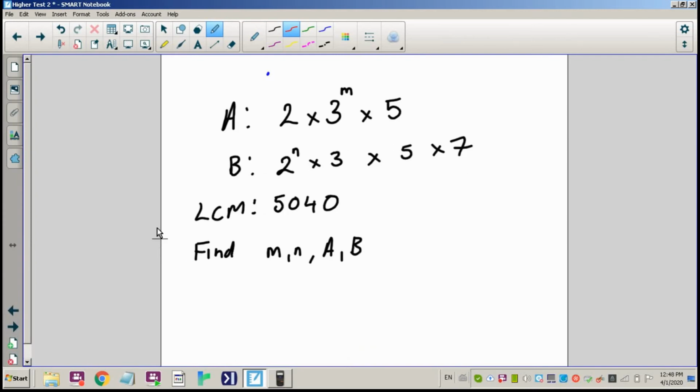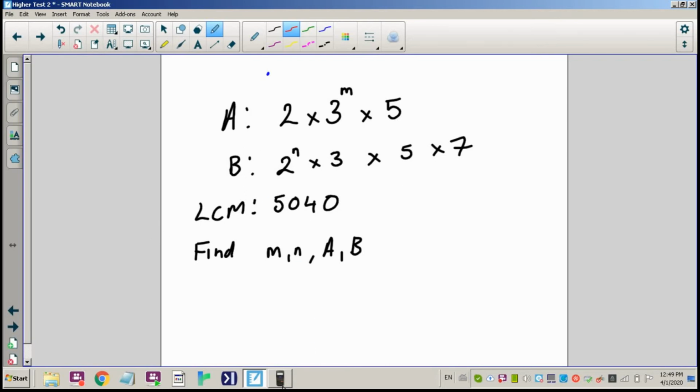You've got two numbers, but they're written as the product of their prime factors. One is 2 times 3 to the power of m times 5, and the other is 2 to the power of n times 3 times 5 times 7, and we know the lowest common multiple. Our task is to find m, n, a, and b.